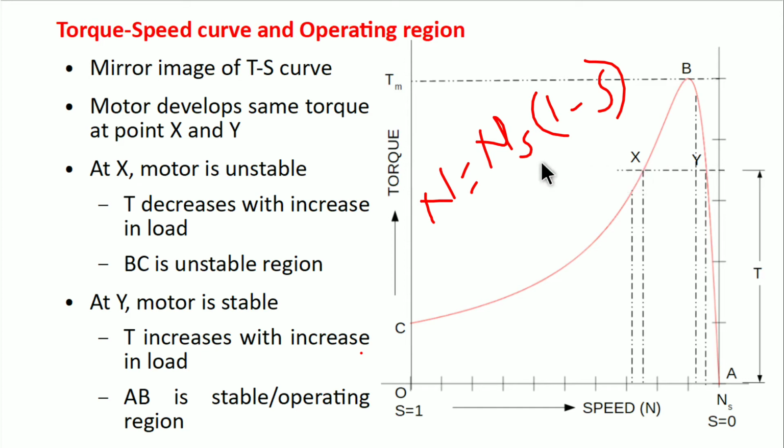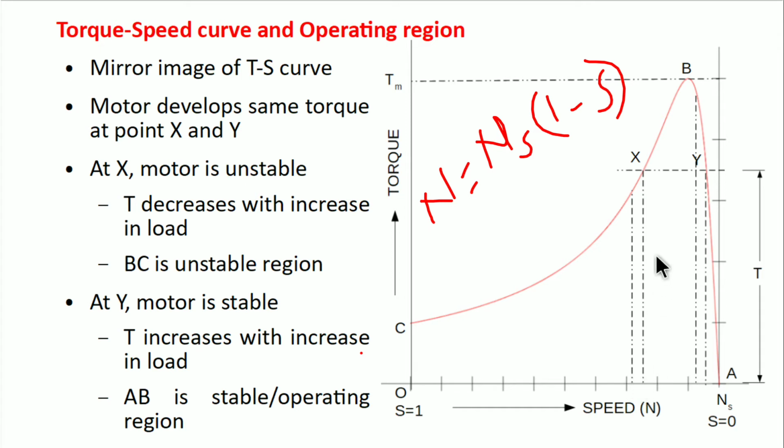The torque developed at X as well as the torque developed at Y are the same. Both the points have the same torque, but at X the motor is unstable. Why? Let us check. If the motor is running at this load, at this slip and speed, suppose load increases, what will happen? Increase in load means increase in slip. If slip increases, speed further decreases.